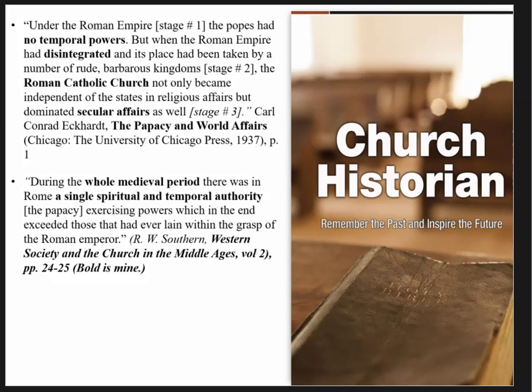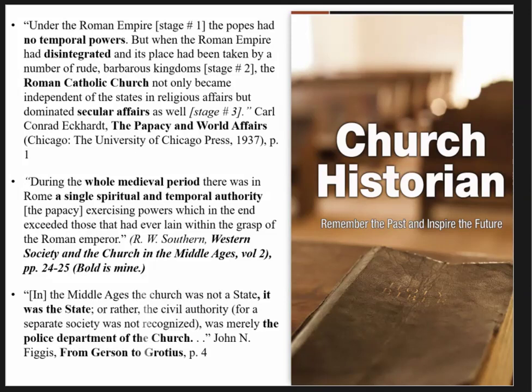Now let's read another church historian, John H. Figgis. "In the Middle Ages, the church was not a state. It was the state, or rather the civil authority, for a separate society was not recognized, was merely the police department of the church." Okay, so are you catching the picture of what they're talking about?